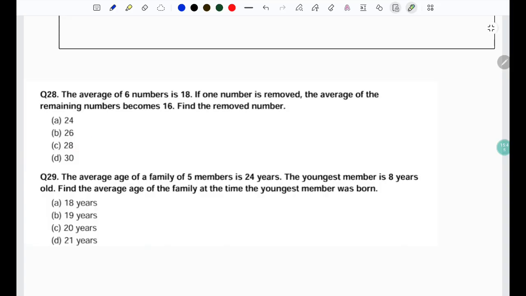Now let's see the 29th question, which says that the average age of a family of 5 members was 24.